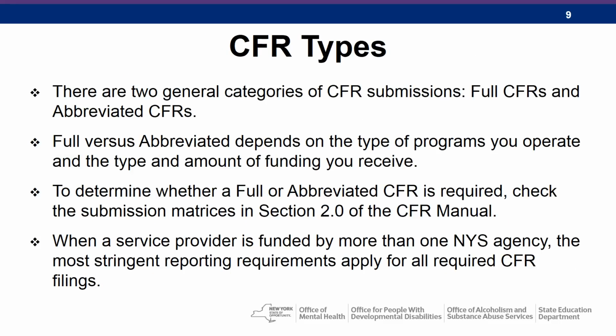There are 2 general categories of CFR submissions: full CFRs and abbreviated CFRs. Full versus abbreviated depends on the type of programs you operate and the type and amount of funding you receive. To determine whether a full or abbreviated CFR is required, check the submission matrices in Section 2 of the CFR Manual. When the service provider is funded by more than one New York State agency, the most stringent reporting requirements apply for all required CFR filings.